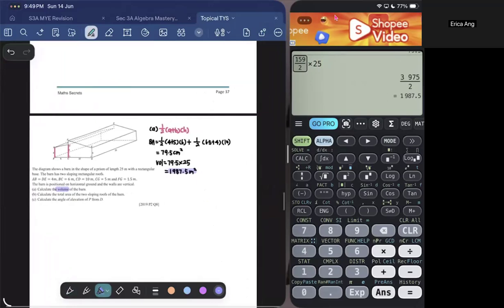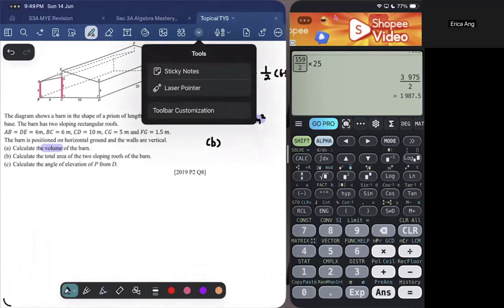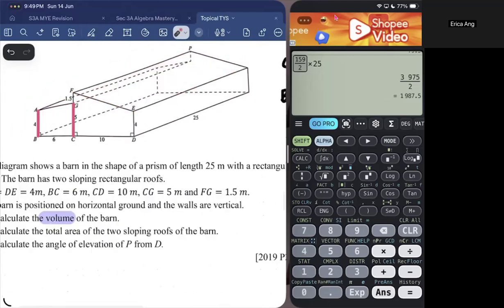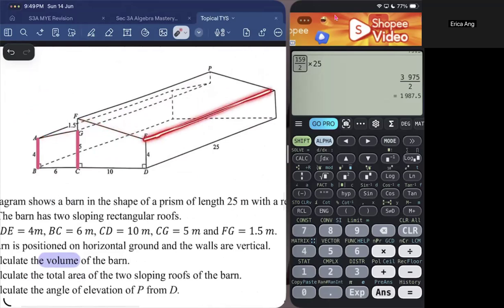Okay, so when we see this, the next part, they say find the total area of the two sloping roofs. The sloping roofs are in the shape of a rectangle. Can see? Okay, so this one you know, this one you don't know, right? We don't know this, but we know this 25. The problem is I don't know this, but on both sides I know the long one, which is 25.